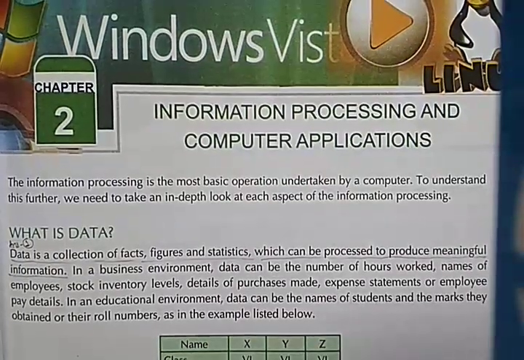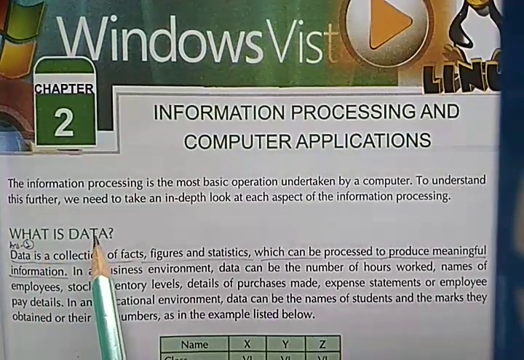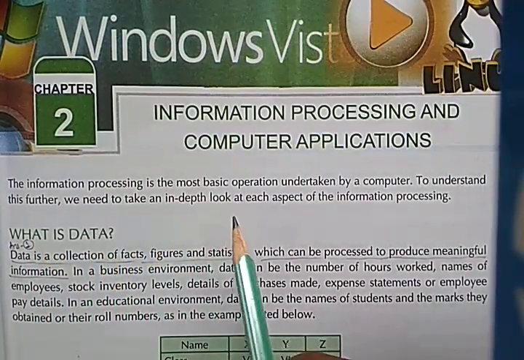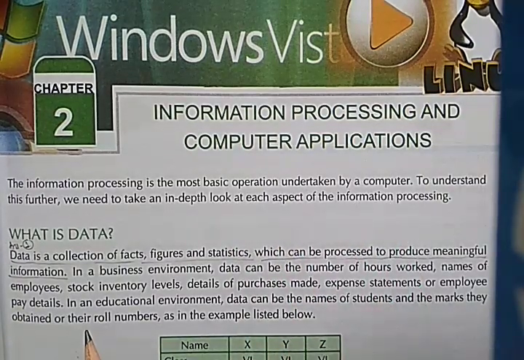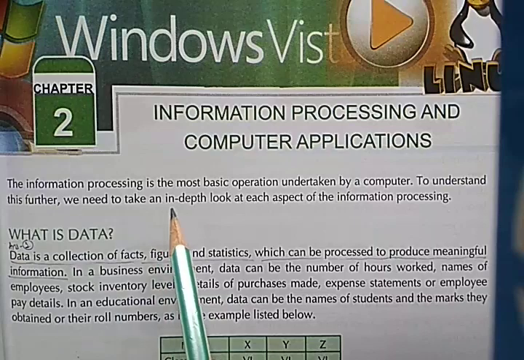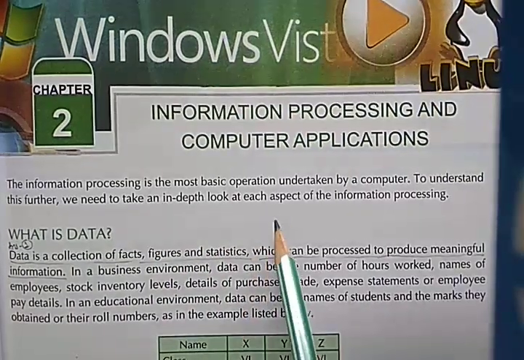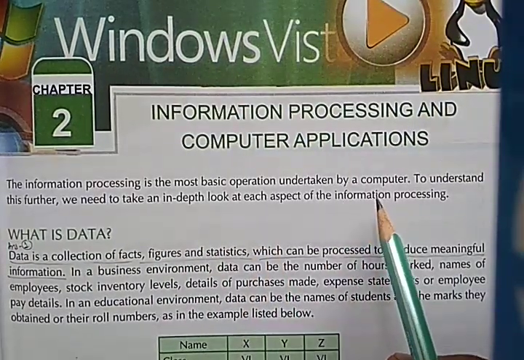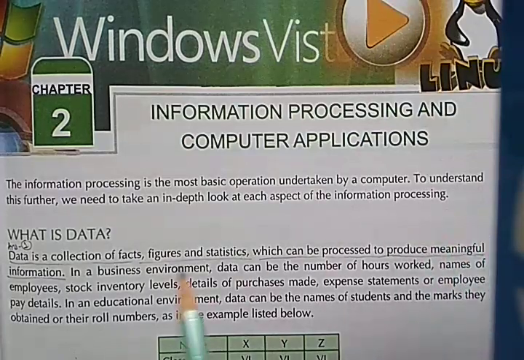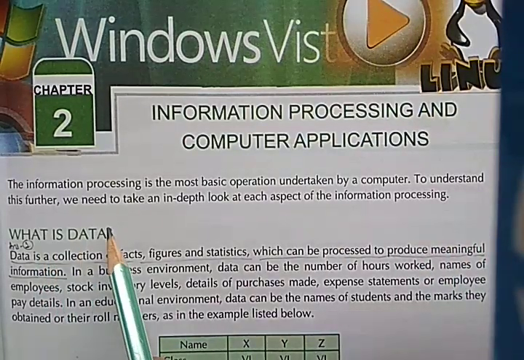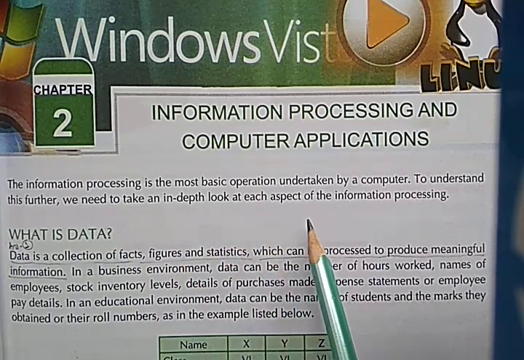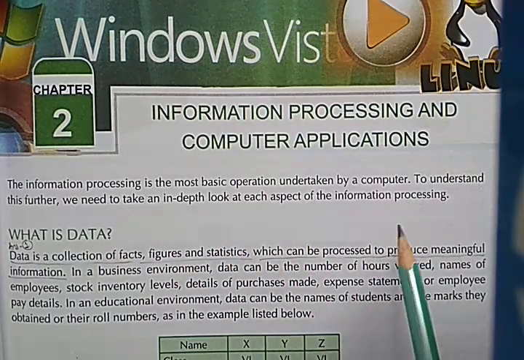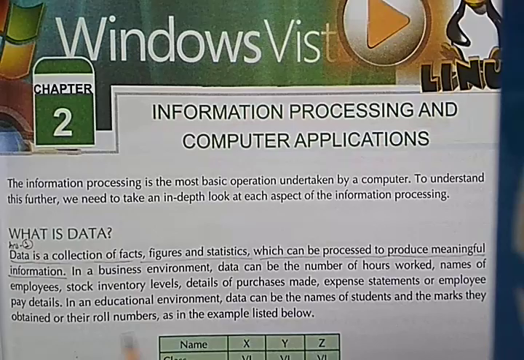So let's start, students. Information processing is the most basic operation undertaken by a computer. To understand this further, we need to take an in-depth look at each aspect of information processing. So let's start.